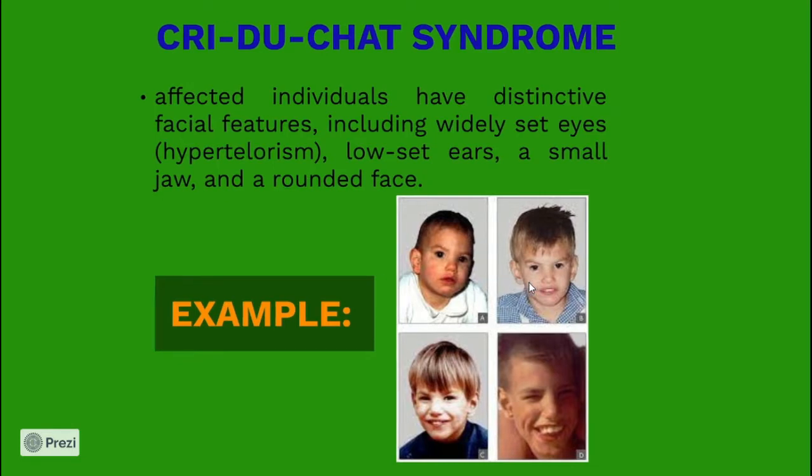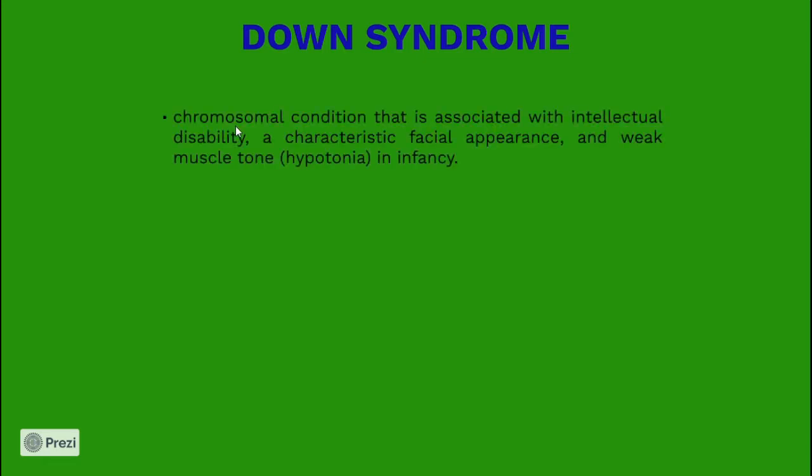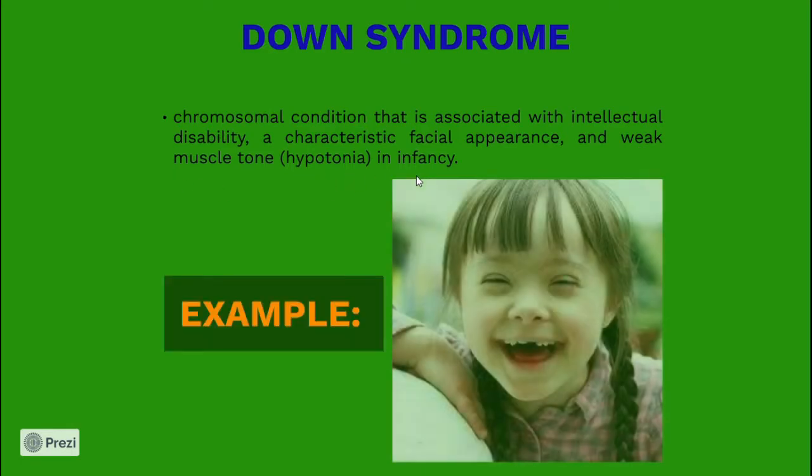Okay, another syndrome or genetic disorder is what we call Down syndrome. So it's very common. It's a condition that is associated with intellectual disability, a characteristic facial appearance, and weak muscle tone in infancy. So this is an effect or genetic disorder from the chromosomal mutation.